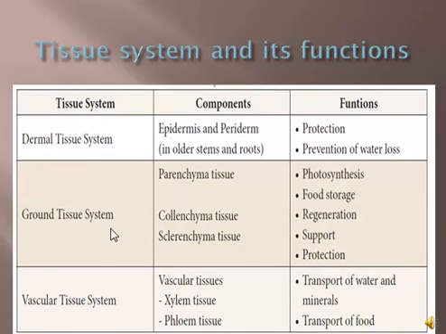Ground tissue system. We have already learned about parenchyma tissue, collenchyma tissue, sclerenchyma tissue. Parenchyma, collenchyma, sclerenchyma, these three form a ground tissue system. Parenchyma helps in photosynthesis, storage of food, regeneration. In green parts, the parenchyma is involved in photosynthesis. In potato, the parenchyma stores food. Regeneration is regrowth of damaged parts. Collenchyma and sclerenchyma are called mechanical tissues. They give support to the plants and protect the parts.